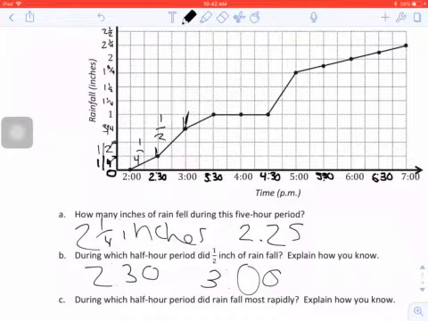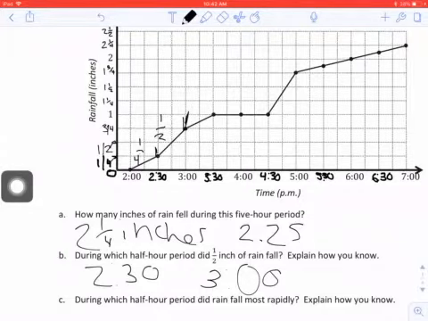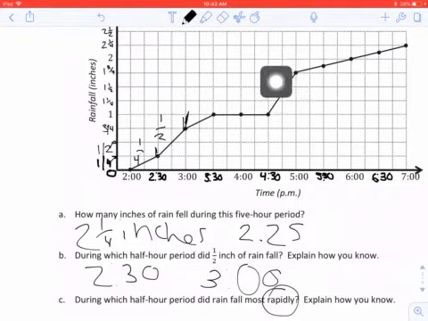During which half-hour period did rain fall most rapidly? I can easily tell that because if I think about that word rapidly, that means it fell very quickly. It fell super fast. So between one of these half-hour periods, rain fell really fast. I want you to think about how you can tell by looking at this which half-hour period fell really rapidly. I can tell that right here it fell really fast because it got really steep. A lot of rain fell.